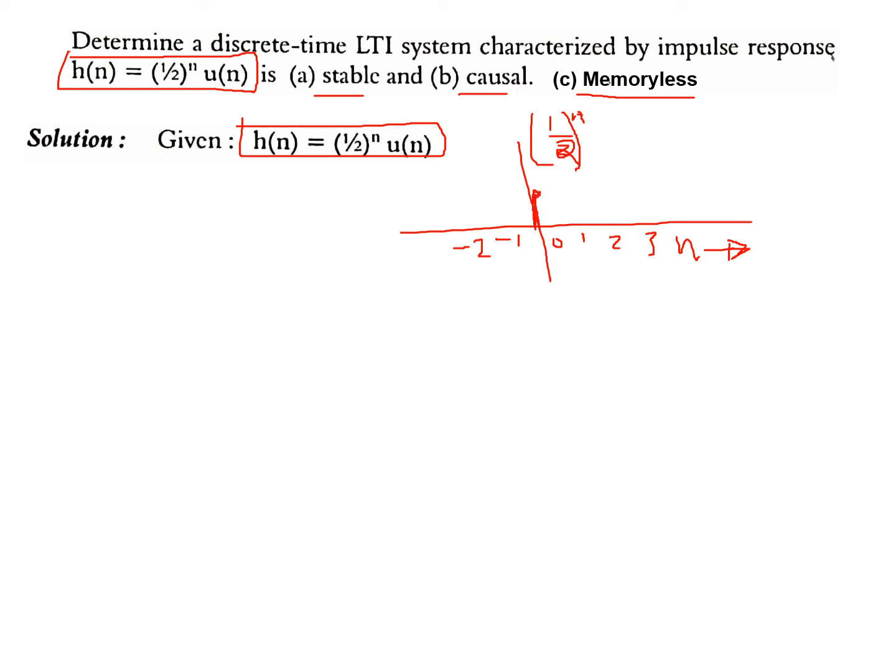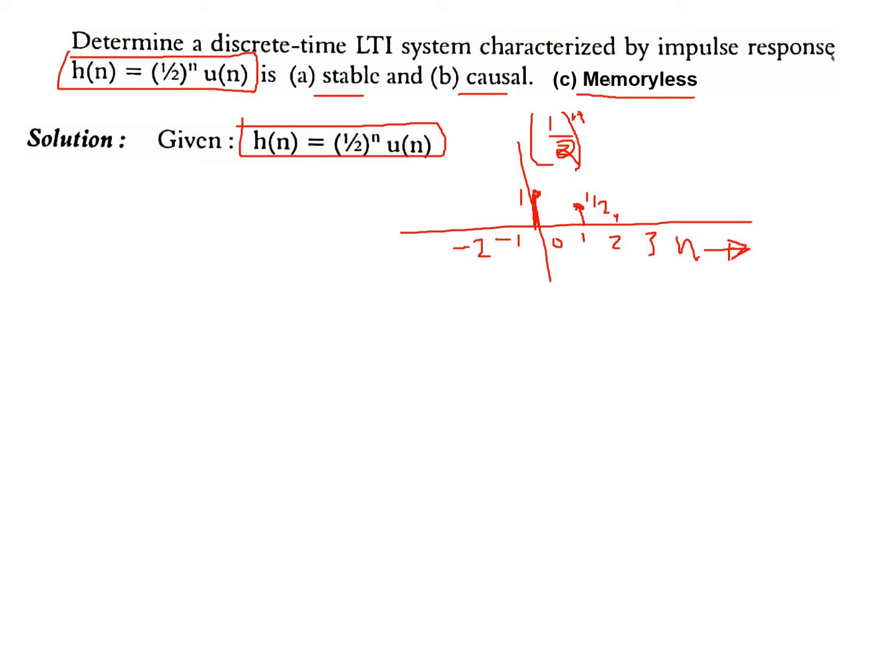Half to the power of 1 is half. This value is 1, and the next sample is half. When I put n equals 2, half to the power of 2 is 1 by 4, which is half of half. So the value is half of the previous.